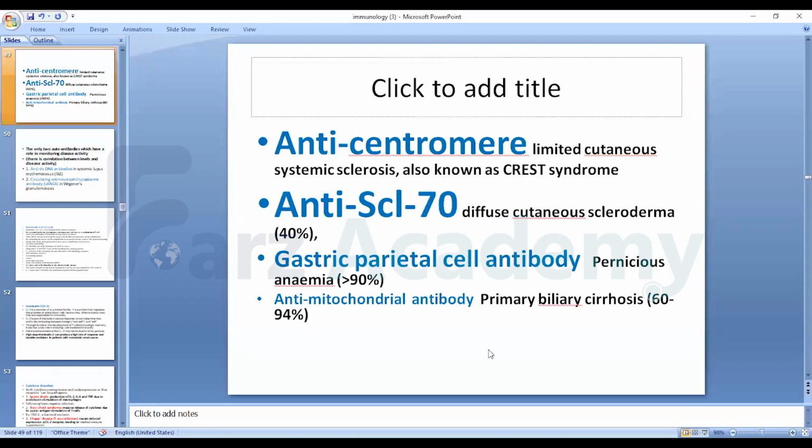Anti-centromere antibody is positive in limited cutaneous systemic sclerosis, also known as CREST syndrome. Anti-Scl-70 antibody is associated with diffuse cutaneous scleroderma. So for limited, anti-centromere, and for diffuse, anti-Scl-70. In pernicious anemia, gastric parietal cell antibody is positive, and in primary biliary cirrhosis, anti-mitochondrial antibody is positive. These names of the antibodies you have to remember by heart.